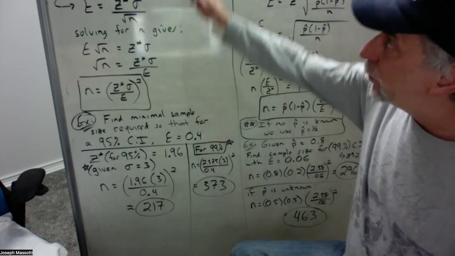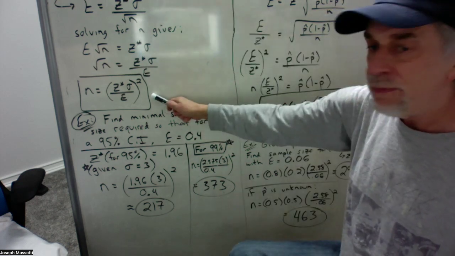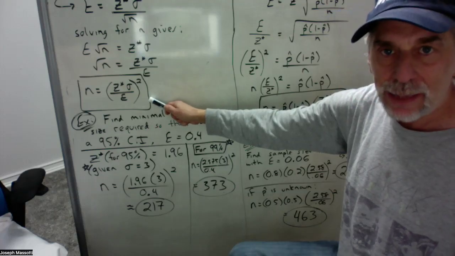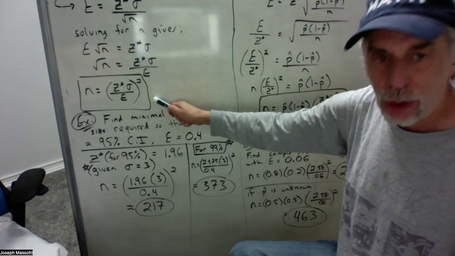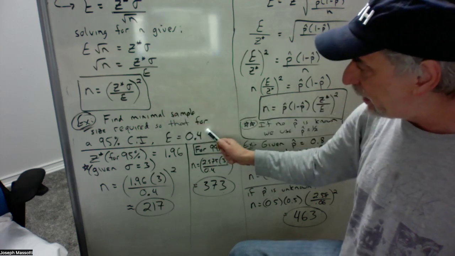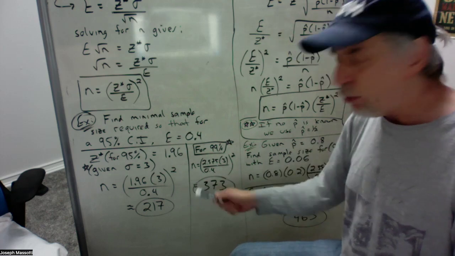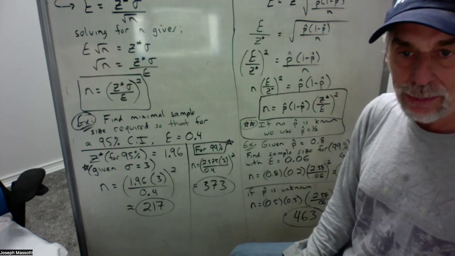So for means, this is the formula for minimal sample size for a desired margin of error. And this is the example for that. Increase confidence, you're going to need more in your sample.